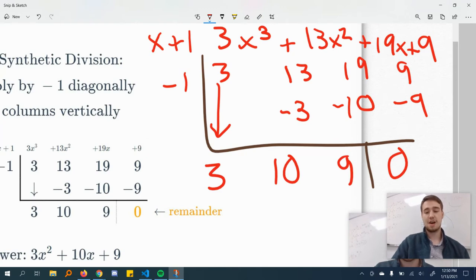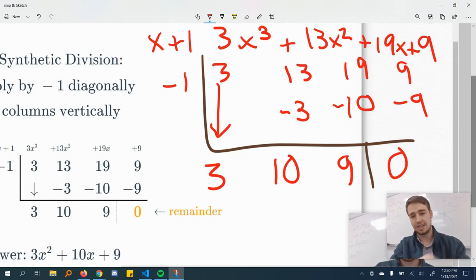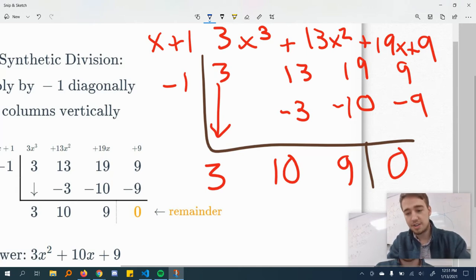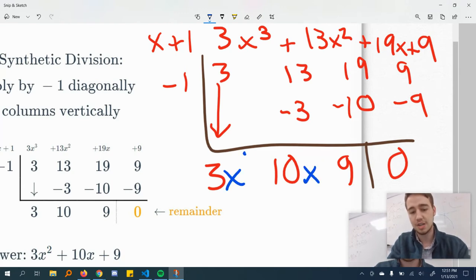So now we simply place in powers of x alongside these numbers. I'm going to make these blue. And starting with the constant term here, we don't place an x there. We place an x here, and then we place 2 x's here, so x squared. And then we simply add everything together.